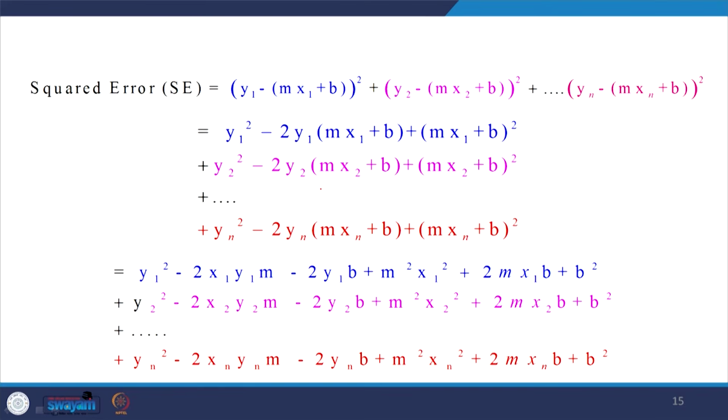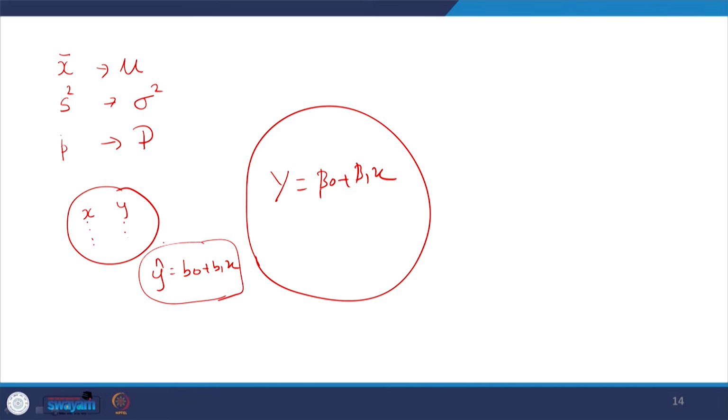Suppose in the regression equation, with the help of sample data, what is required is that I have to find out the value of b1, this is called the slope, and this is my y intercept. So what is happening? A line is like this.